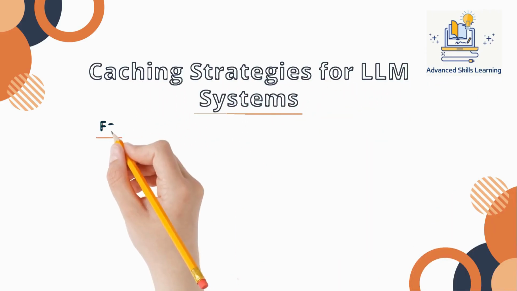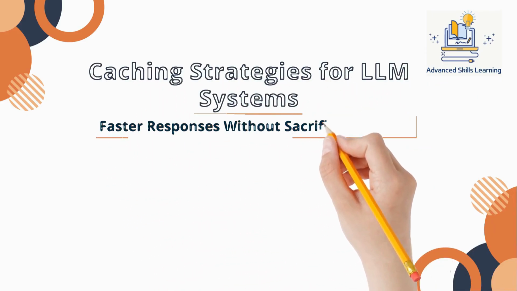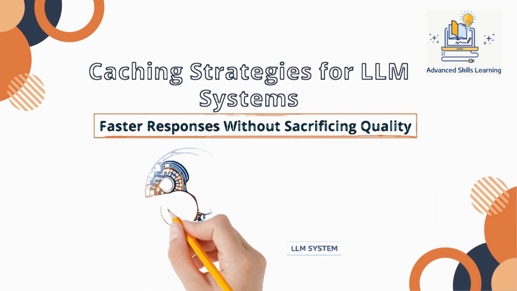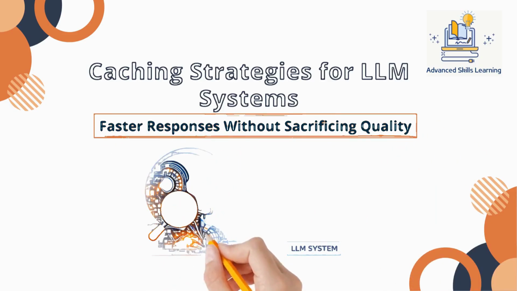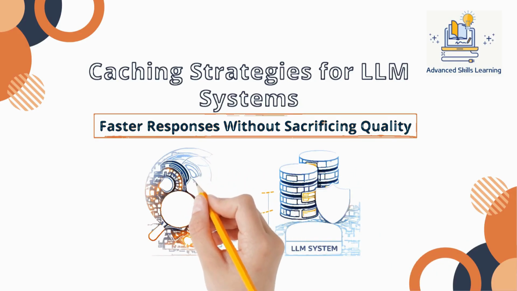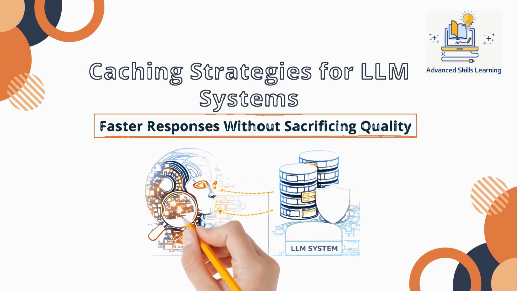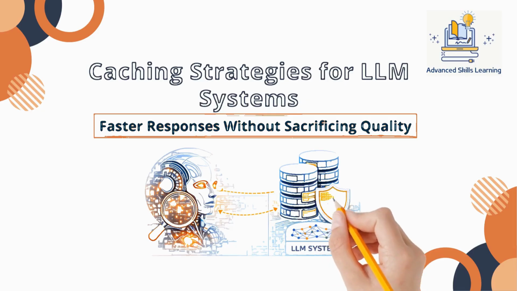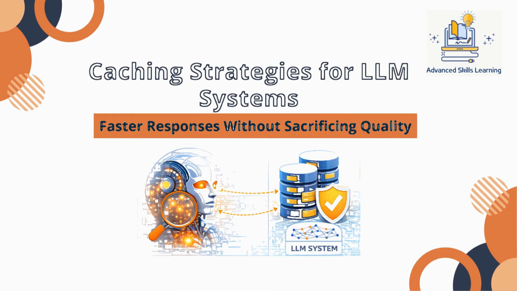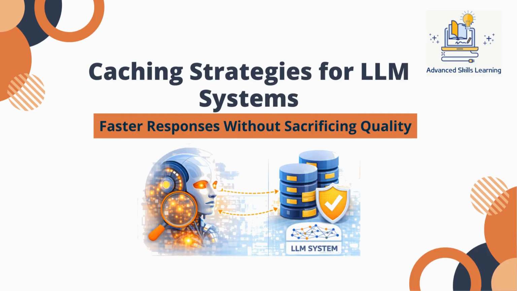Latency in LLM systems is not just a performance issue. It is a product issue. Slow systems feel broken, even when they are technically correct. And most teams try to fix this by optimizing models or infrastructure. But the highest impact improvement often comes from a much simpler layer. Caching. Not basic caching, but intelligent, layered caching strategies designed specifically for LLM workflows.